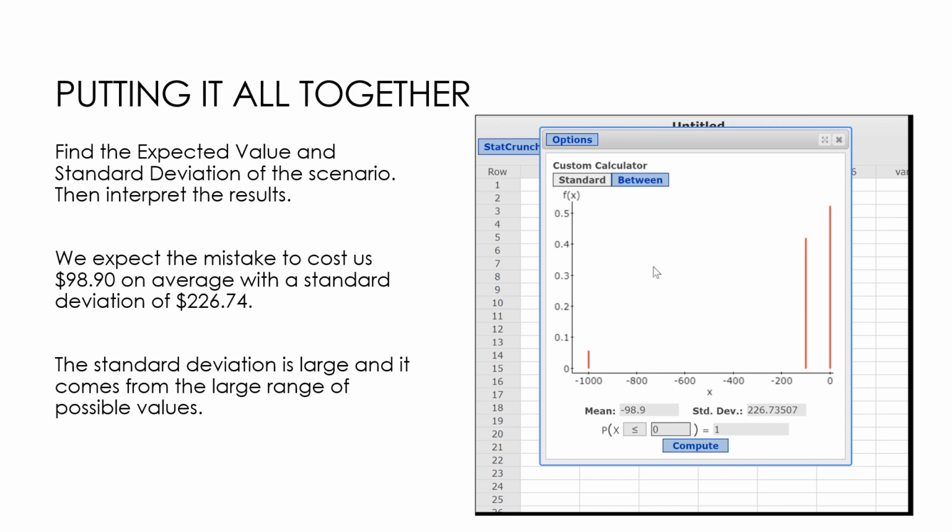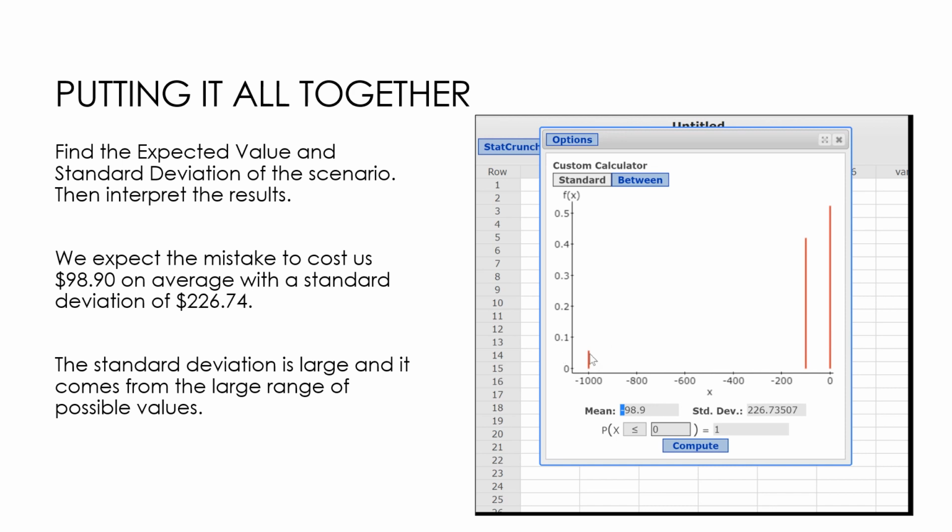So we expect the mistake to cost us $98.90. Notice I didn't include the negative because in my words I said it's going to cost us $98.90, and the standard deviation is 226.74, and that should make a lot of sense because there's kind of a large spread. So notice what our graph looks like here.